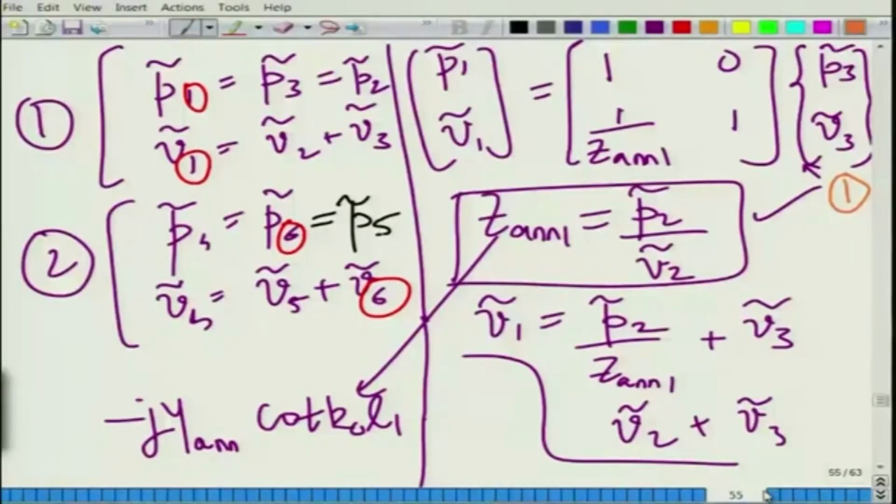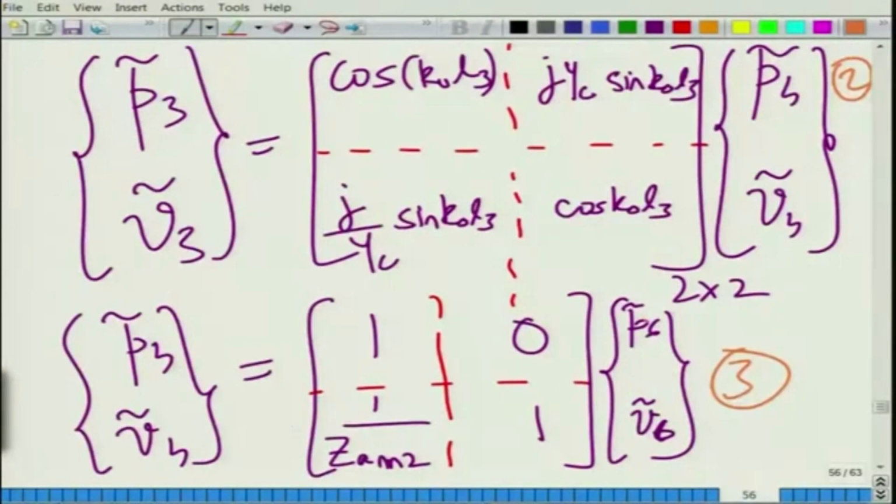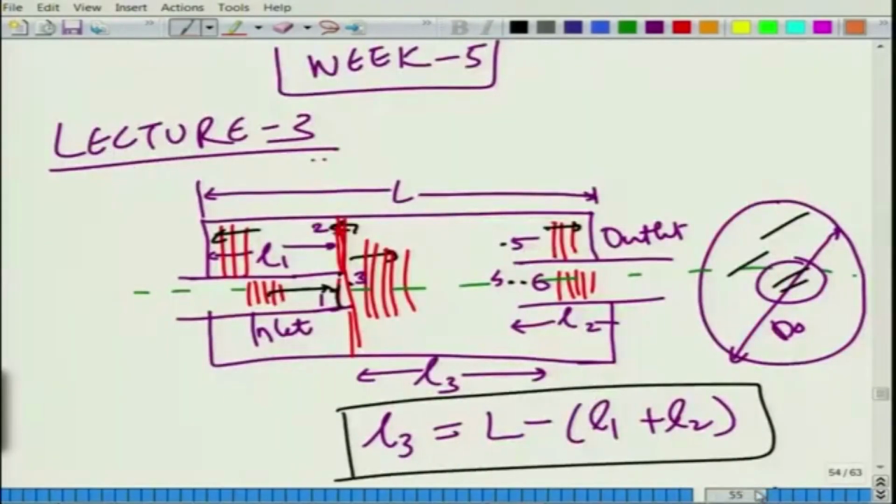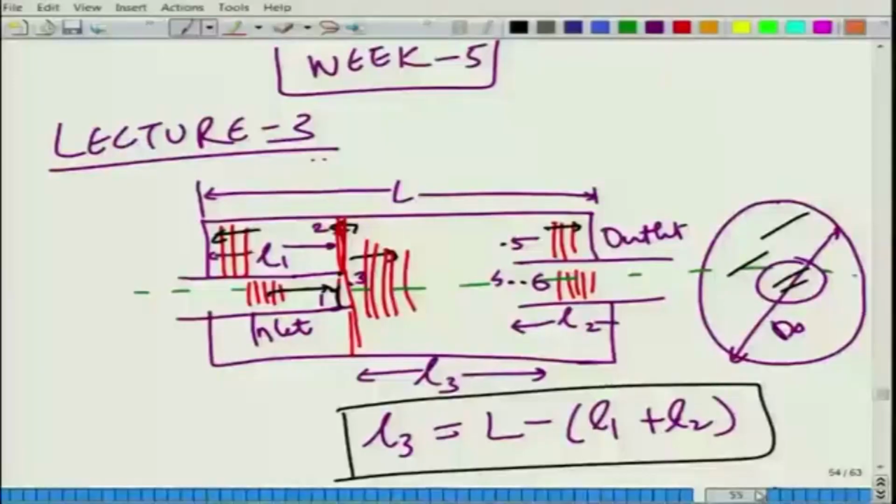In order to relate P 1 V 1 with P 6 V 6, we just need to simply multiply the matrices. Let me reiterate, because we will be coming to cases where the acoustic power propagation does not follow a unique path, there could be multiple paths. Then sequentially multiplying transfer matrices would not help you, you need to do something else. We will worry about that much later, but for now we can just understand that the energy propagates in this direction.